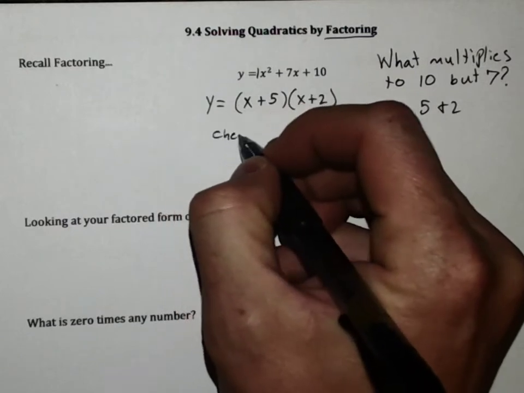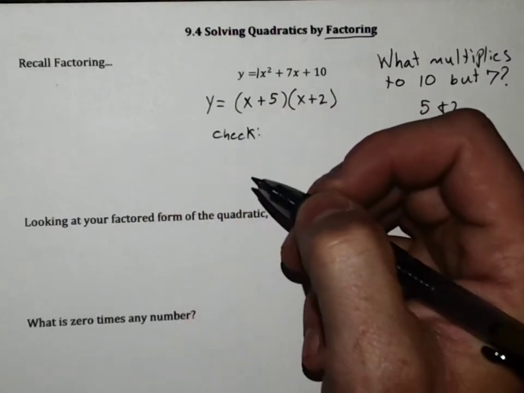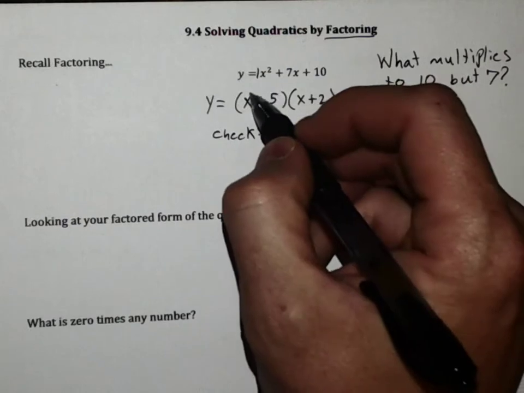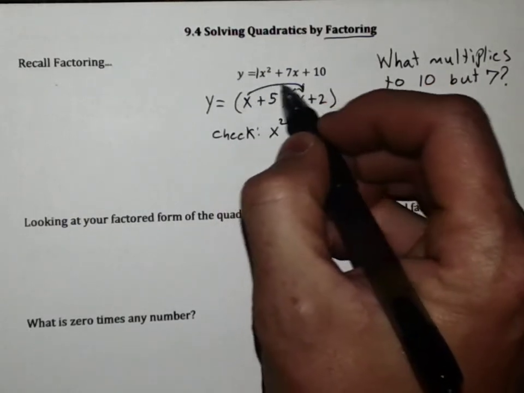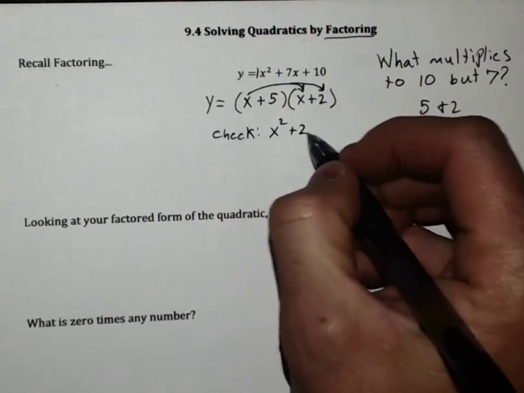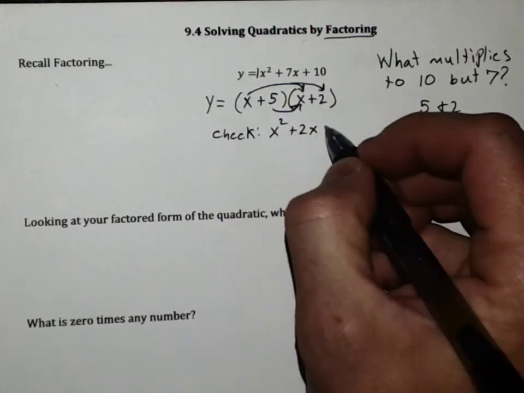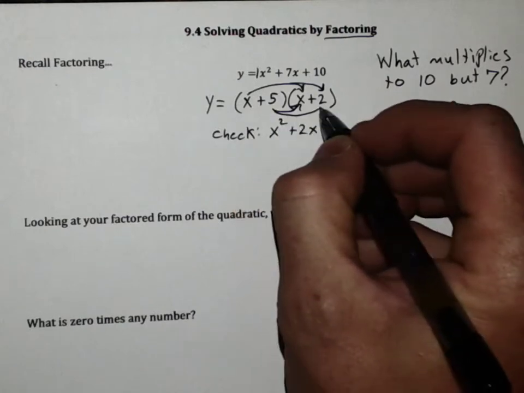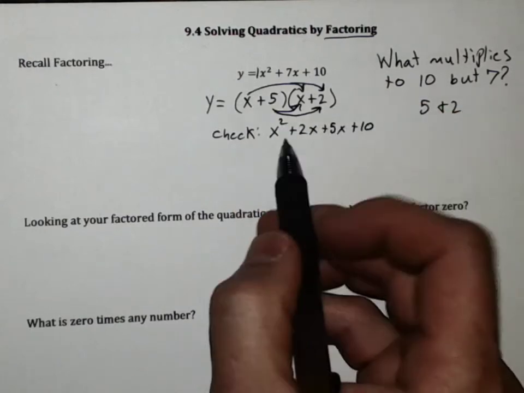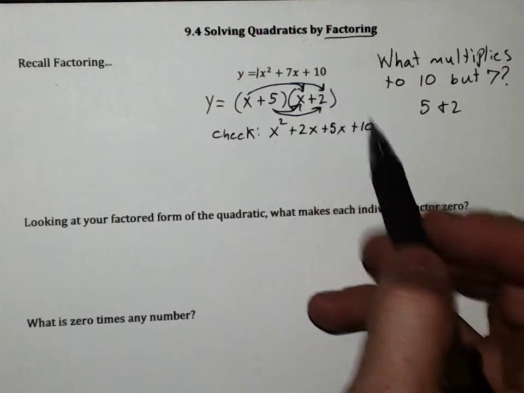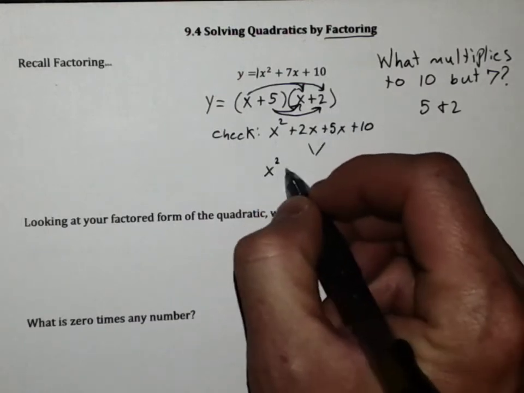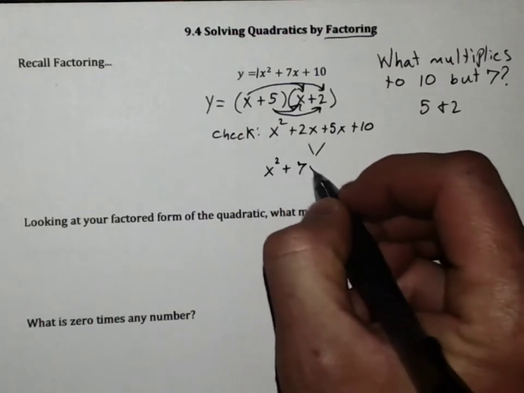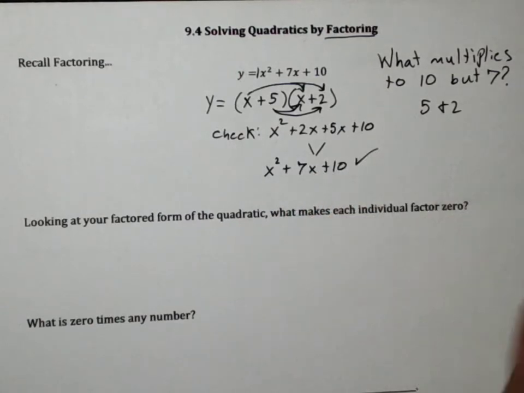Now, if you remember, we can always check to see if we are correct. So we're going to check our work by taking x times x, which is x squared, x times 2, which is 2x, 5 times x, which is 5x, and 5 times 2, which is 10. We have our x squared, we have our 10, and the 2x and the 5x, both of those linear terms add together to equal our 7x. And it checks out, and we factored it correctly.